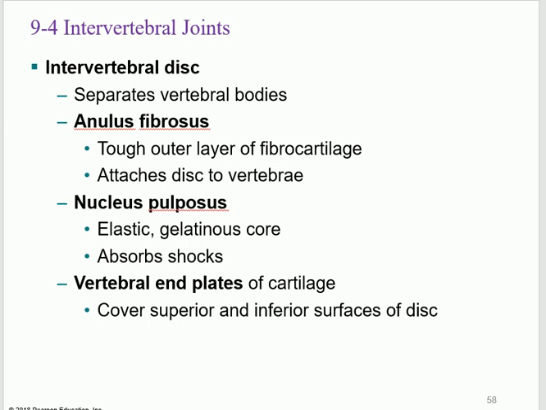If the whole disc is bulging, it usually pushes on the spinal cord because the whole disc goes out, and the spinal cord is behind it. But if only the nucleus is protruding out, most of the time it presses on a nerve, not the spinal cord itself, because it goes to the side.